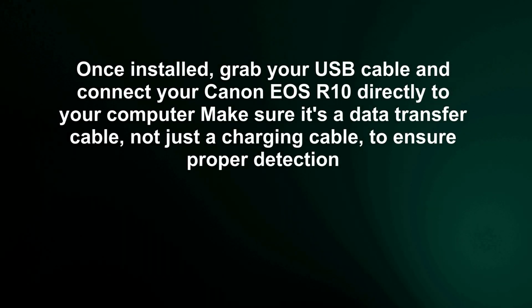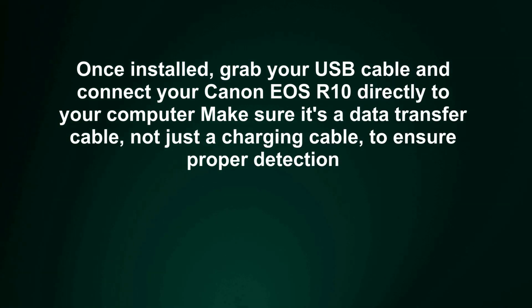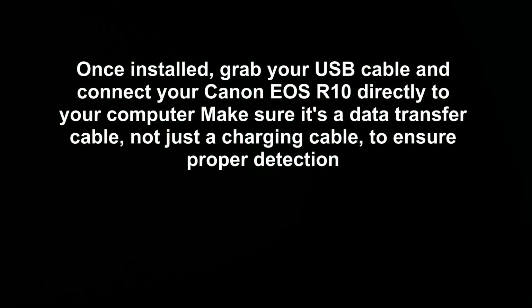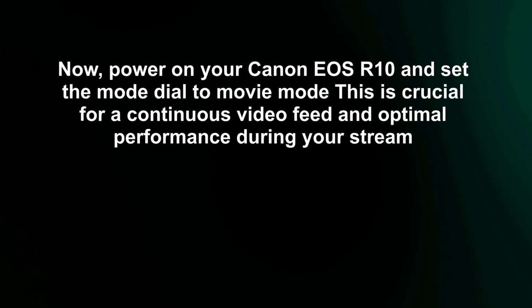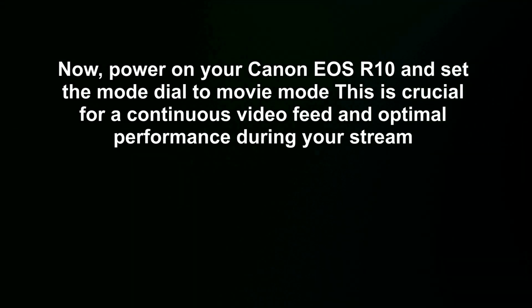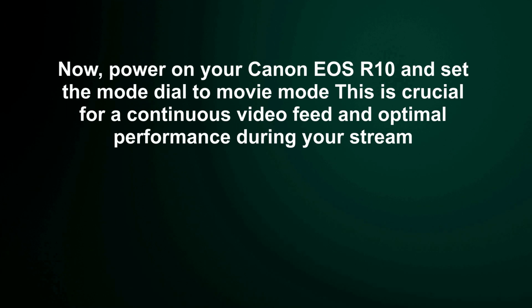Once installed, grab your USB cable and connect your Canon EOS R10 directly to your computer. Make sure it's a data transfer cable, not just a charging cable, to ensure proper detection. Now, power on your Canon EOS R10 and set the mode dial to movie mode. This is crucial for a continuous video feed and optimal performance during your stream.